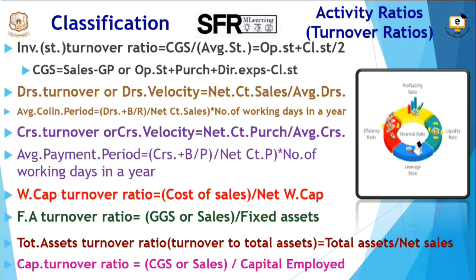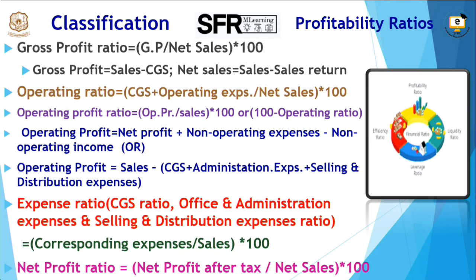Next we have to go for the classification on the basis of profitability ratios. So in order to study the profitability portion of the business, GP ratio, NP ratio, OP ratio, these ratios are useful to you. So the first one is gross profit ratio. It indicates the relationship between gross profit and net sales. So it is expressed as a percentage. So it is multiplied by 100. So GP ratio is equal to gross profit by net sales into 100.